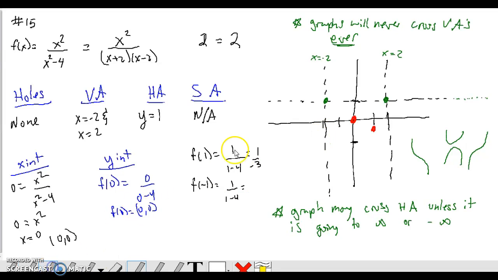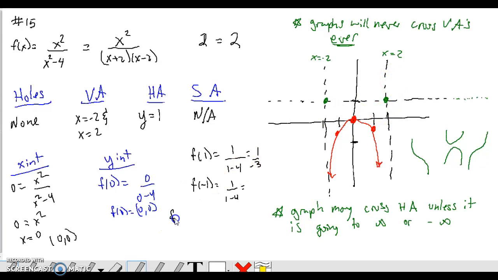Excellent. So like I said, this one's a parabola-looking shaped graph. So our graph again is going to start here, come up, and then go right back down. So that's lovely. Okay. So it's not crossing your horizontal asymptote. We do need to figure out: are we up here? Are we down here? So let's plug in some more numbers.